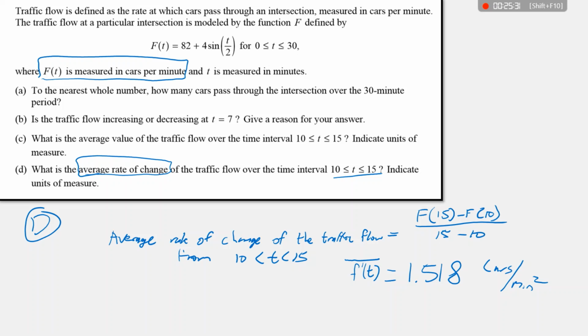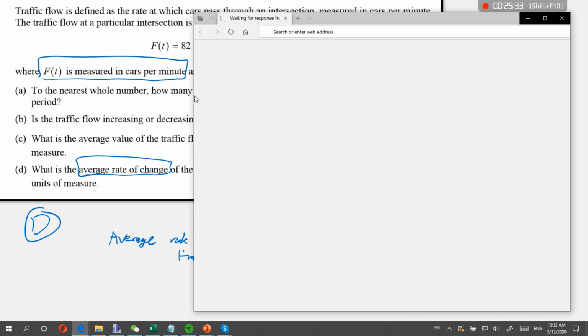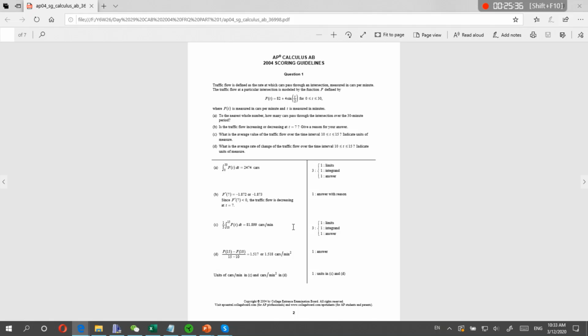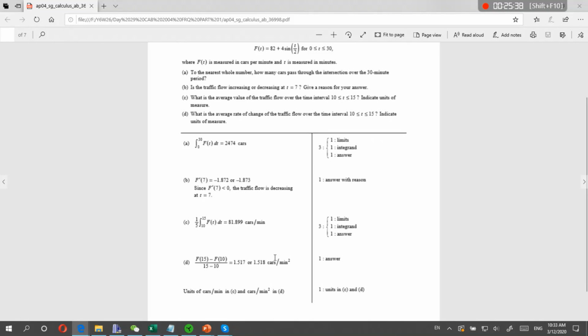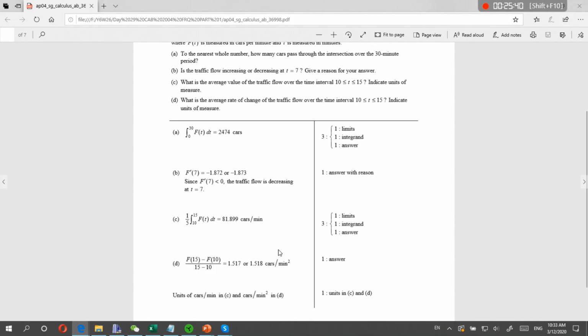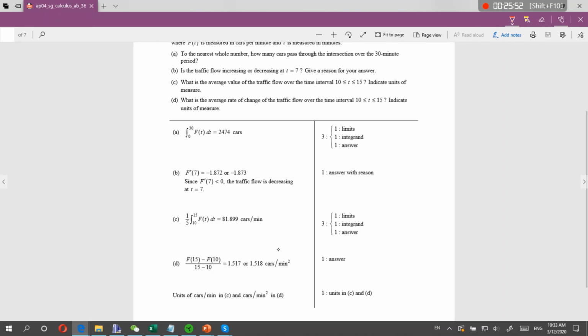I'm going to throw up my scoring guide just so you can see how you're scored. So first one, I was looking for how many cars pass through. There's 1 point for the limits, that's from 0 to 30, 1 point for the integrand, we integrated f of t, and 1 point for our answer of 2474. So we did all three of those, so we should be good on all three. Limits, integrand, and answer.